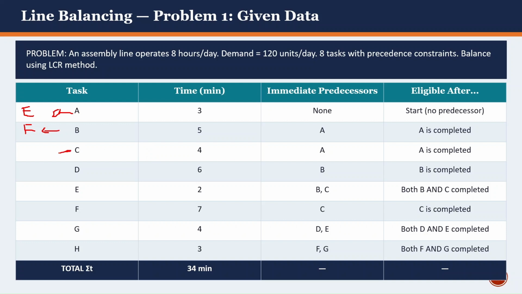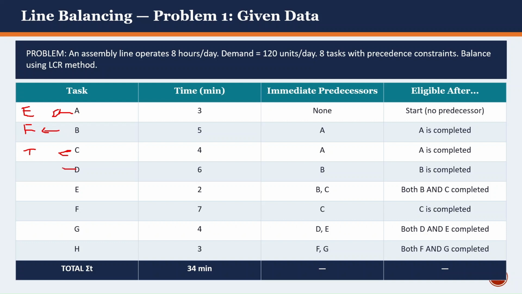Then C is the transmission box. For the transmission box, I need the engine assembly to be there, and only then will I be able to fix the transmission box. That is what the immediate predecessors indicate. Now this is the frame, where the engine is being placed.